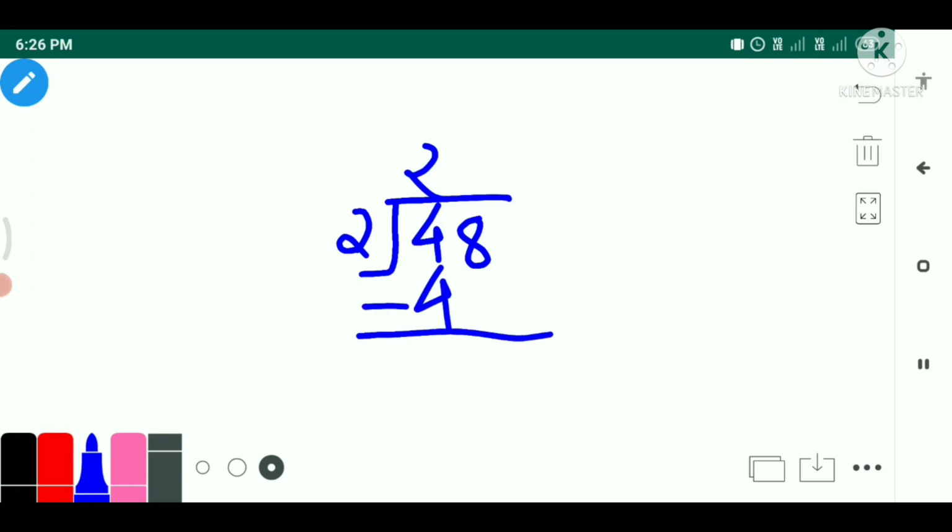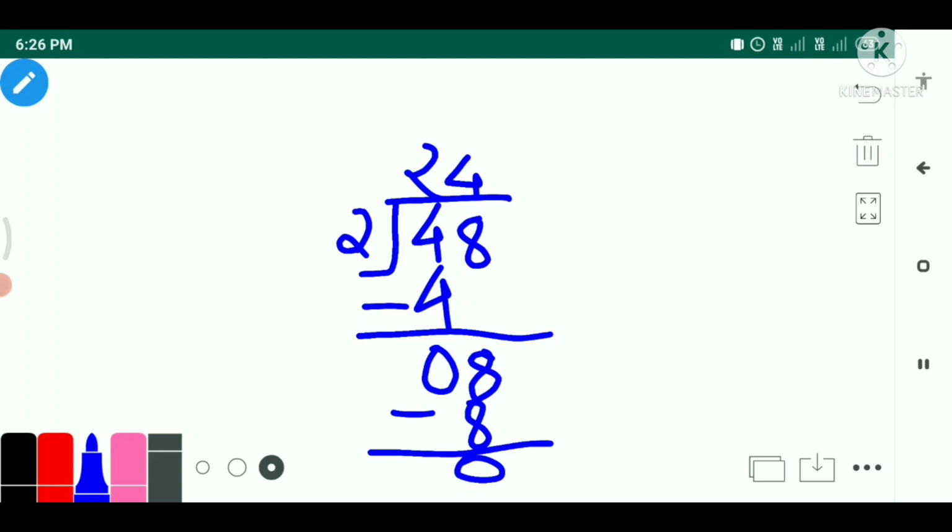We'll subtract, we'll get 0, and this 8 will be here. Now 2 4s are 8. Again we'll subtract, and now we'll get 0. So as in this question it is given that no pieces left over, that means remainder will be 0.